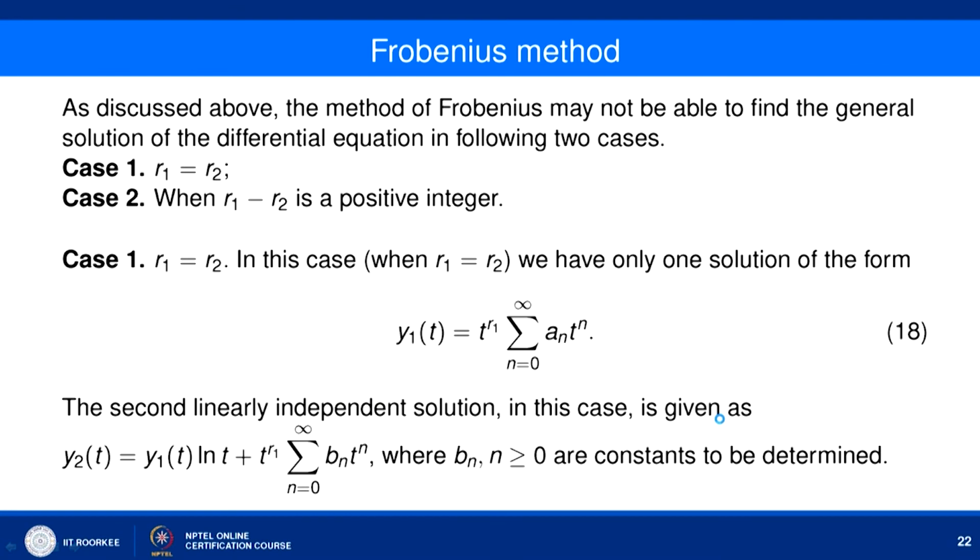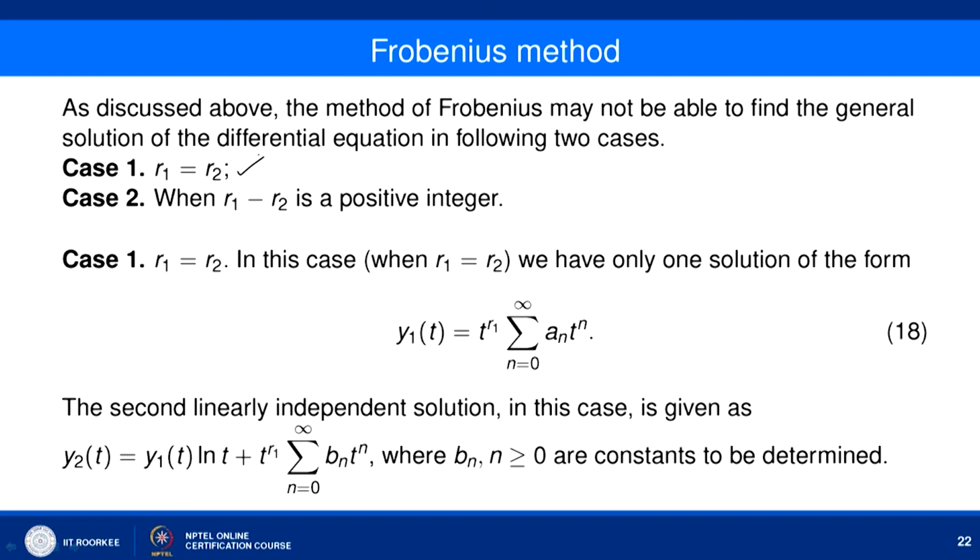Now, as we have discussed earlier, the method of Frobenius may not be able to find the general solution of the differential equation in the following two cases. When R1 equal to R2, we may not find two Frobenius series solutions. It means that of course one series solution will be given, but the other may not be of the Frobenius series form. Similarly, when R1 minus R2 is a positive integer, here also we have a possibility that one solution is given in terms of series, but the other solution may not be given in Frobenius series form. So, let us consider these cases.